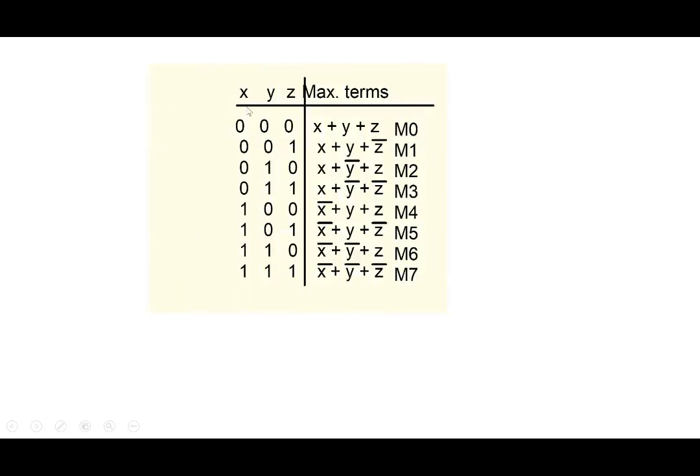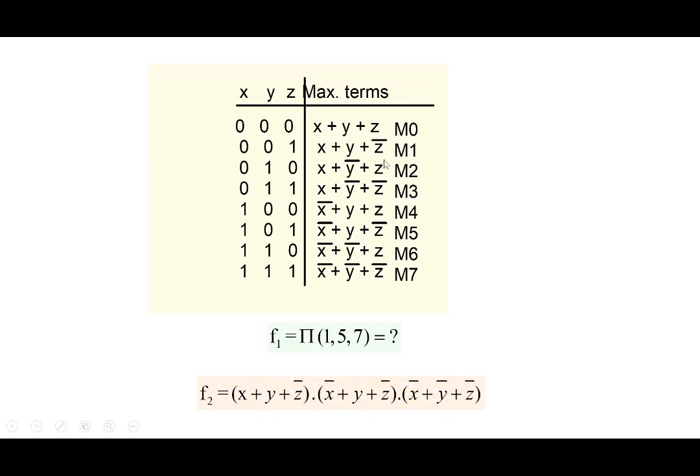Okay, so for a 3-input function, these are the possible max terms that you see here. So you should become familiar with, if you're given 101, how do you write a max term? Well, again, this is 1, so we write x bar. This is 0, so we write it as it is. And this is 1 again, so we write z bar. So it's the OR operation of all three. So what does a function, product of 1, 5, 7, represent? Well, 1 is over here, so we can write this out.